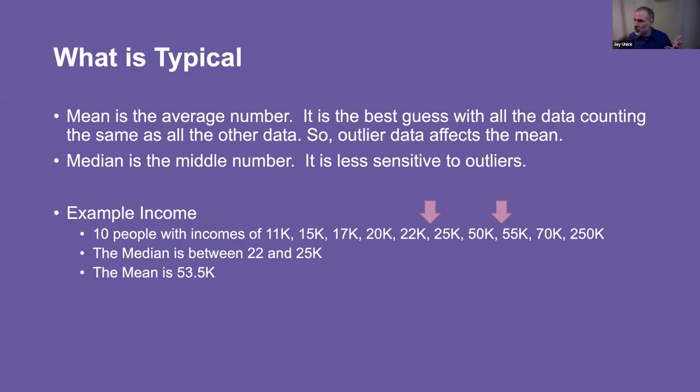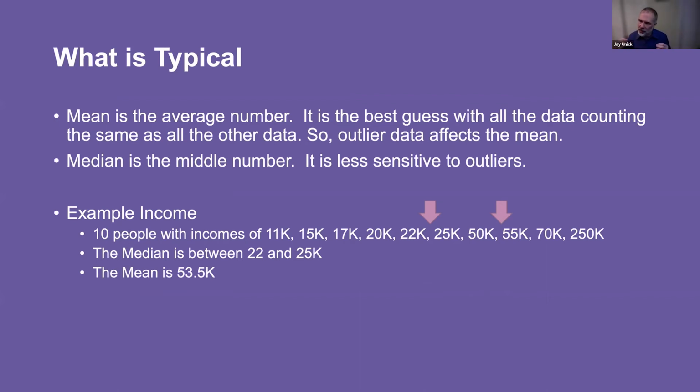A second thing we're going to do is identify what's typical. So often we talk about this as the average or the mean. The mean is sort of the general way we think about this. It's the best guess with all the data, each observation counted the same. So means are what we use if we want to know, for example, the typical age of the people you serve. You add them all up, you divide by the number of people, and you have a mean. That's what we generally call average.